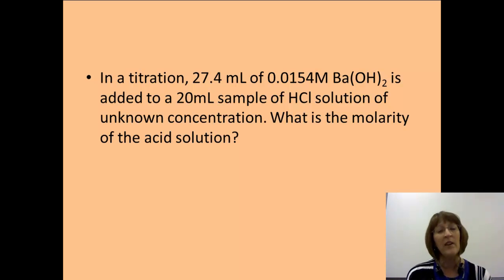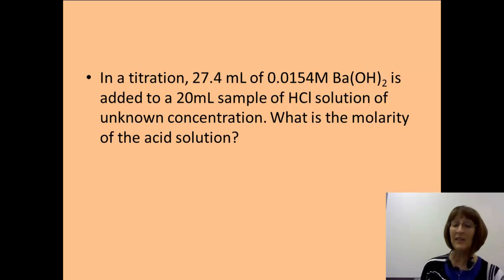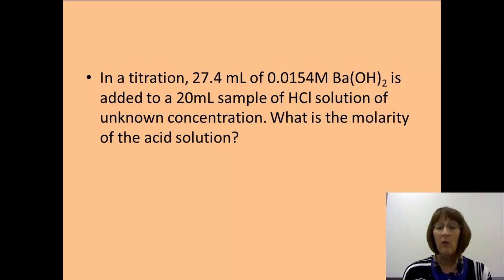M1V1 equals M2V2. So I'm going to call my M1V1 my first. I'm going to just name the base as 1s. So there's a volume of 27.4 mL. There's my V1. And I've got a molarity of 0.0154 molar barium hydroxide. So I've got M1 and V1 right there. Is means equal, so there's the equal sign. And it's added to a 20 mL sample.